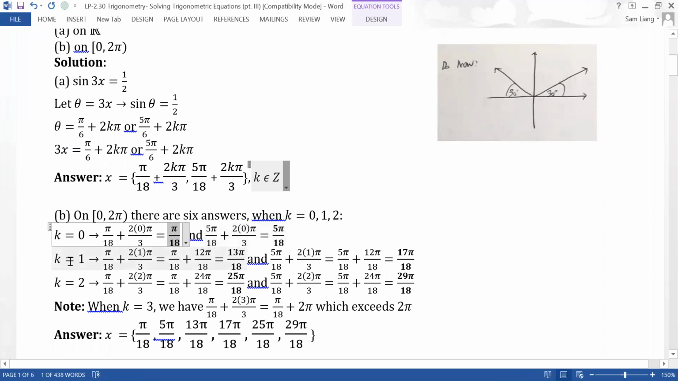Then we let k equal 1. So that'll be pi over 18 plus 2 times 1, pi over 3. And at this point, we want to combine the fractions. So we're going to multiply this fraction by 6 over 6. So we get 12 pi over 18. Okay.